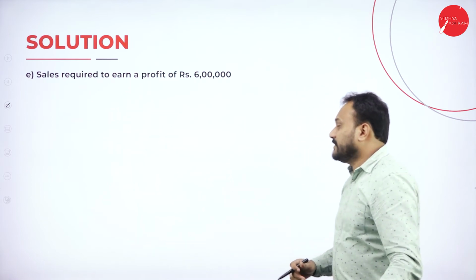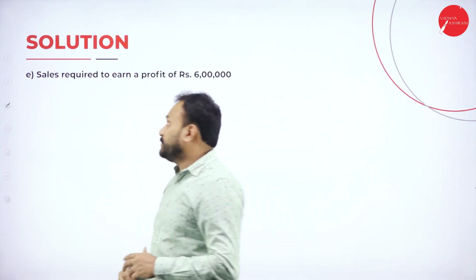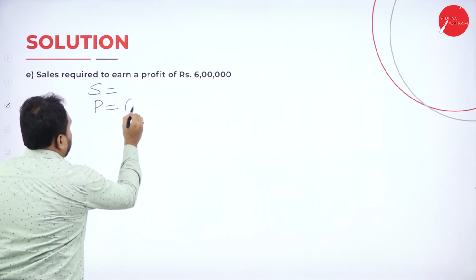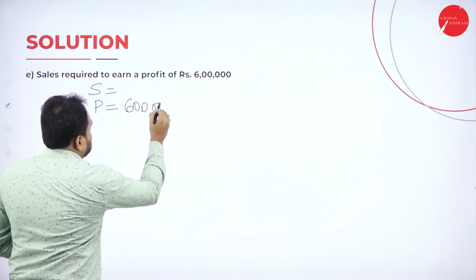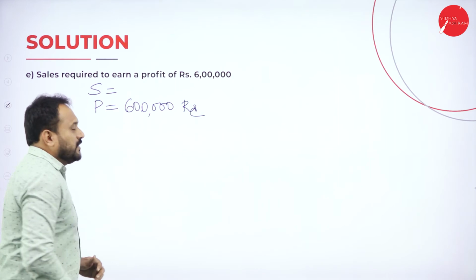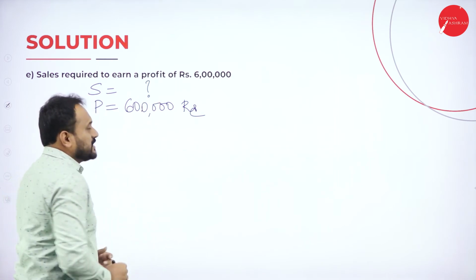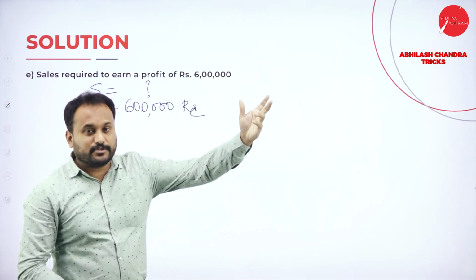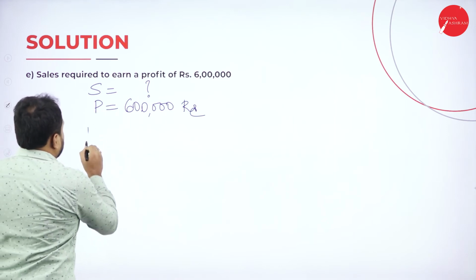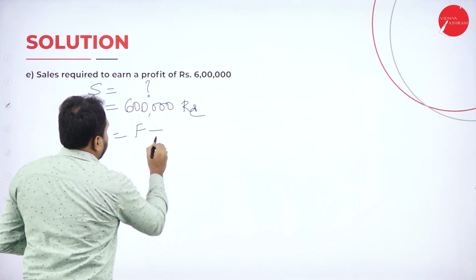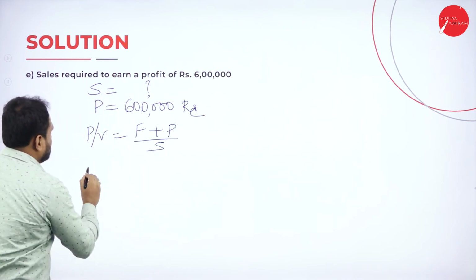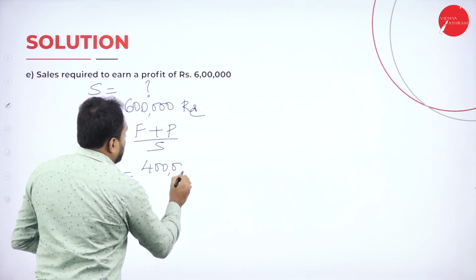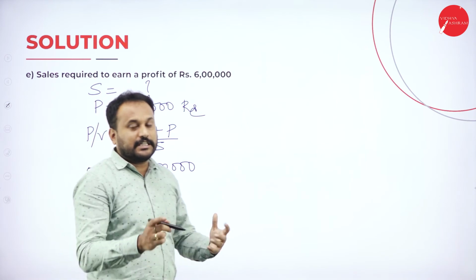The next question here is sales required to earn a profit of rupees 6 lakh. That means sales required to earn a profit of 6 lakh rupees. What are they asking us? They're asking us what our sales is if profit is 6 lakh rupees. Same thing, the Abhilash Chandra tricks is what you are supposed to go with. The formula is PV is equal to F plus P divided by S. PV is 50% is equal to fixed cost. We know that it is 4 lakh. Fixed cost will not change. PV will not change because nothing is changing here.